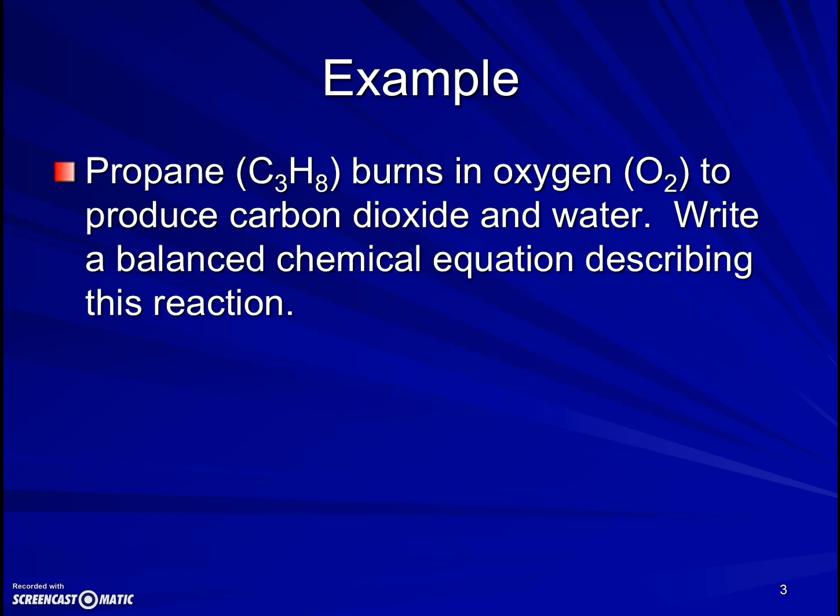The first one we want to try is, and you can pause the video now and write this one down, we want to look at propane, which is C3H8. It burns in oxygen. That's your natural gas that you get from your grill is propane. And it burns in oxygen, and the products, if everything goes perfectly, are just carbon dioxide and water vapor. So we'd like you to write a balanced chemical equation for that. And like I said, we'll practice this in class together.